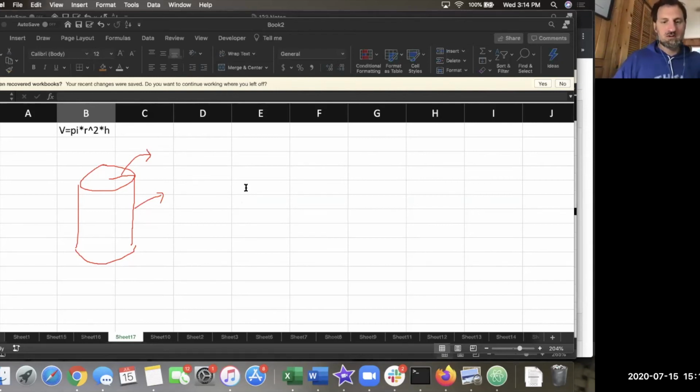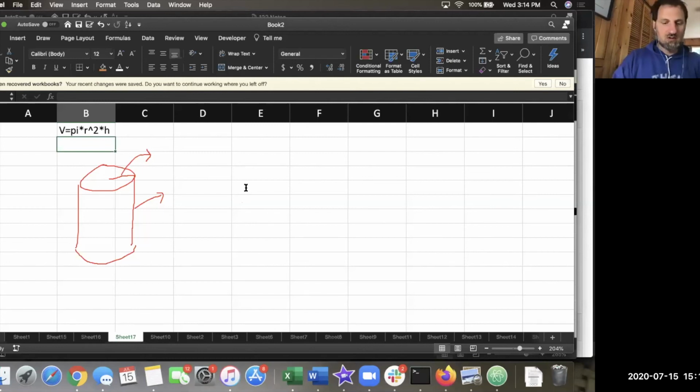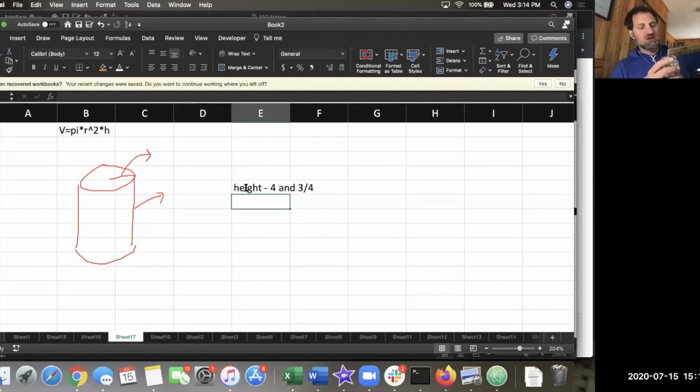Okay, so height 4 3/4. All right, and the radius is from the center to the side. I'm going to say that's about 1.5. 1.5 inches.